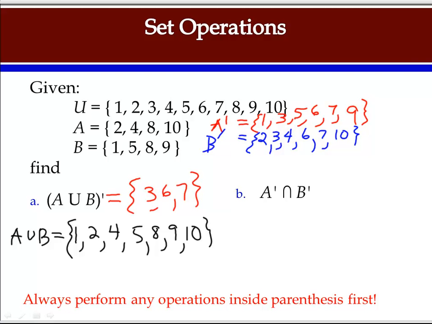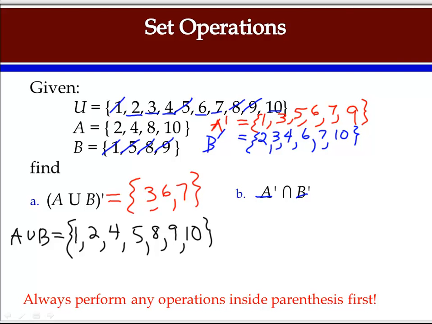So once again, we want to make sure that we do not include any of the elements that are in set B in its complement. That would leave us with 2, 3, 4, 6, 7, and 10. Now that was just finding these complements, A prime and B prime. Now we have to find the intersection of the complements. And that is, where do these complements overlap? What do they have in common?